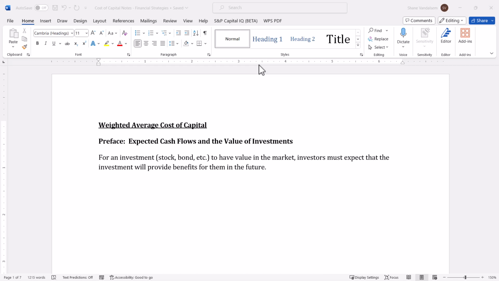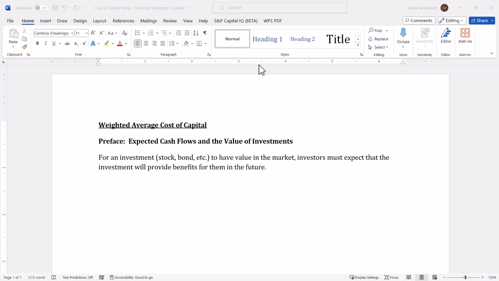In this video, I'm going to talk about the weighted average cost of capital for a firm and how we calculate it. Before I get started with the calculation, though, I want to talk a little bit about why we calculate the weighted average cost of capital. So, the weighted average cost of capital is the required rate of return that a firm has for its project.